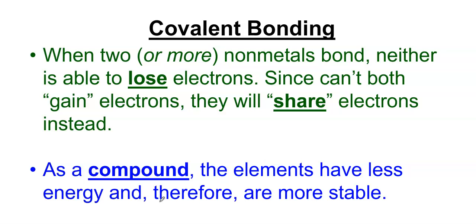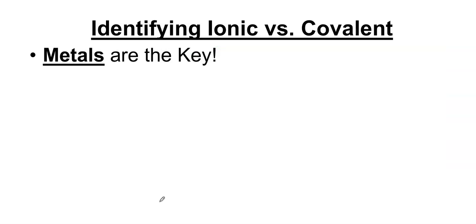So when 2 or more nonmetals bond, neither is able to lose electrons, since they can't gain electrons because metals gain electrons, metals lose and then nonmetals will gain. They can't do that here. There's not a way for them to do that that doesn't violate octet rules. Instead, they compromise by sharing their electrons. And as a compound, the elements aren't as energetic and are more stable once they're bound together.